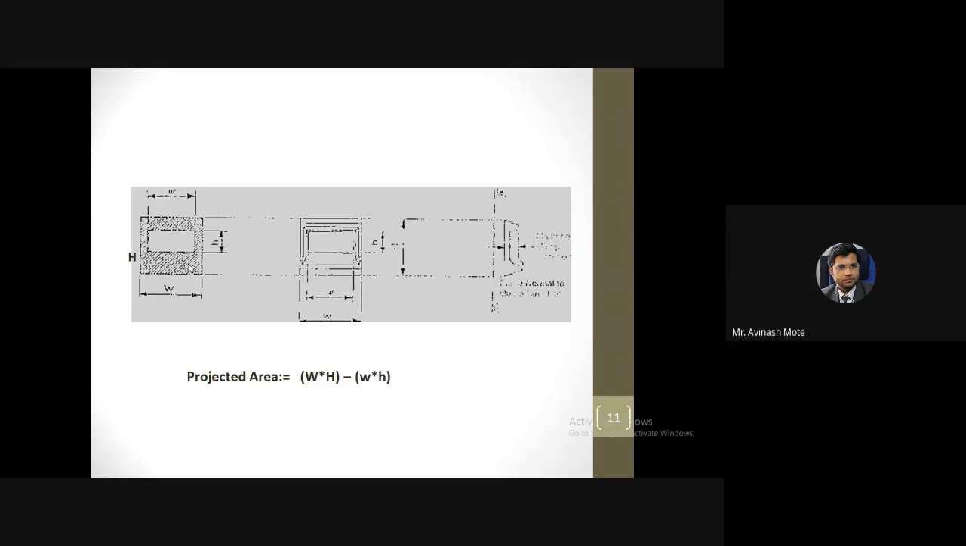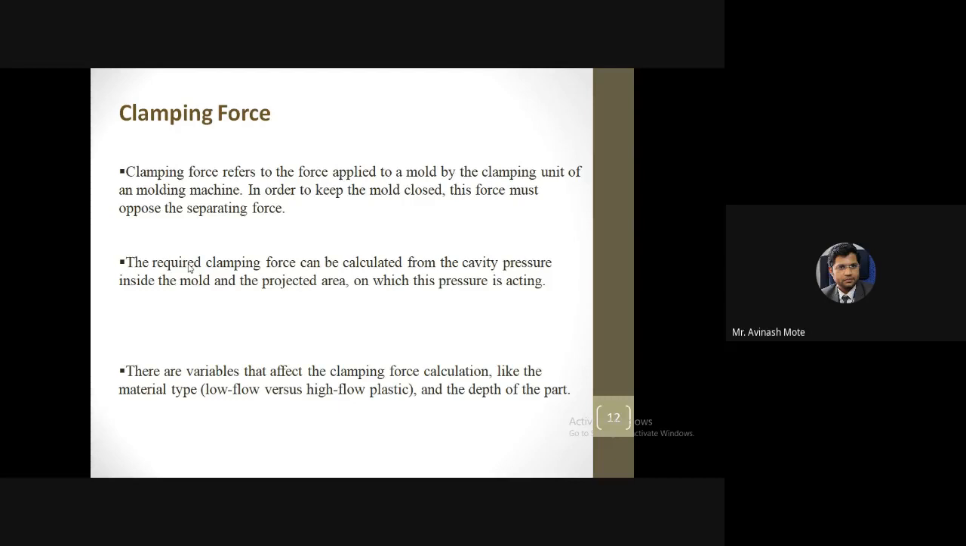So the projected area is the area you can observe in the normal cross section, normal to the movement of the plunger, the movement of the ram. If you view in the direction of movement of the ram or plunger, and take the cross section normal to that movement, you will get the projected area. Getting it? Now, based on the projected area, we are going to have clamping force. Not a difficult parameter, a simple one.